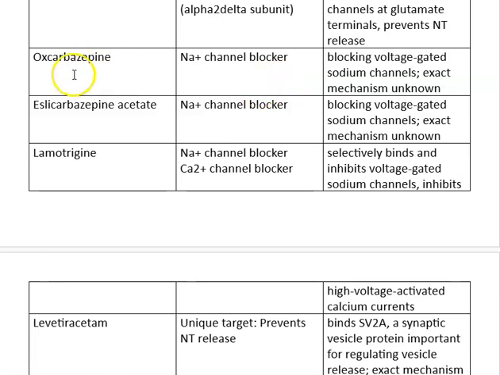And just a reminder, I'm going to go through these relatively quickly, but you're welcome to pause so that you can make sure you have everything written down. And so the next three are, again, those voltage-gated sodium channels. And as with most of these drugs, we don't know the exact mechanism. So in these two, we're going to block the voltage-gated sodium channel somehow.